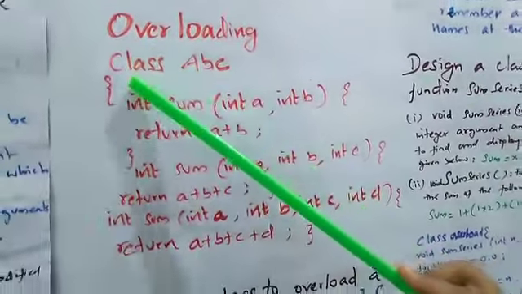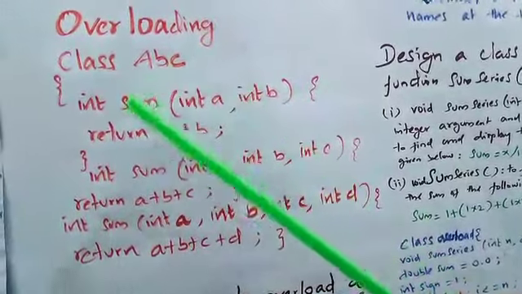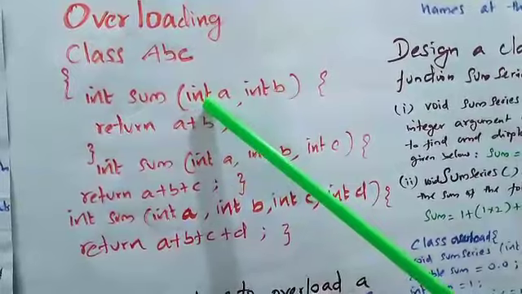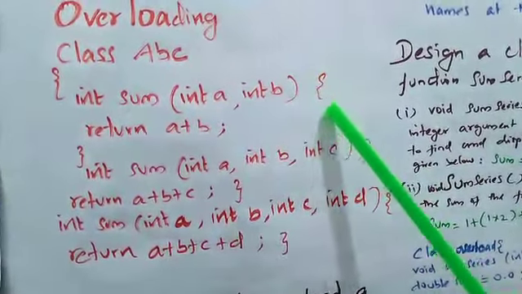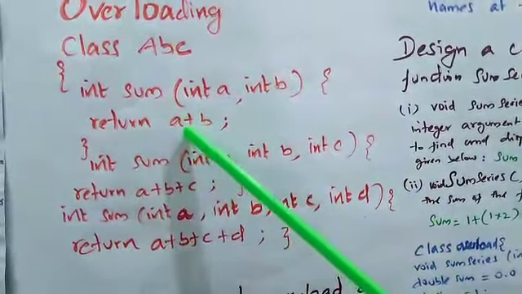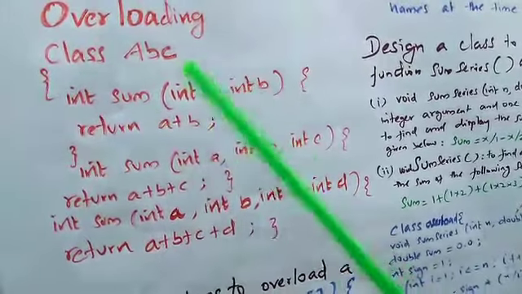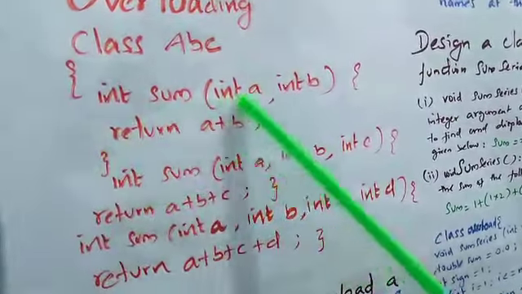Now, here is one example. Class name ABC. What you have to do? Addition of two numbers. So, int sum(int A, int B), open the curly bracket, return A plus B. So these two numbers are added. Then put the semicolon and close the curly bracket. So, one function is over.